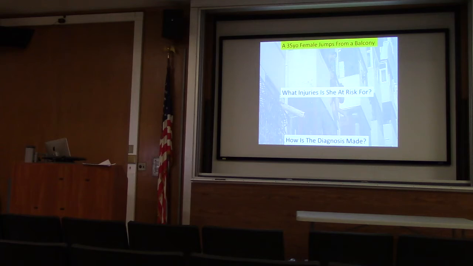So you have a 35-year-old female who jumps from a balcony. What injuries is she at risk for? Calcaneal fractures. So how do we make a diagnosis of a calcaneal fracture? You can do dedicated films, but is there a way we can do it on just your regular films? Bowler's angle, right.